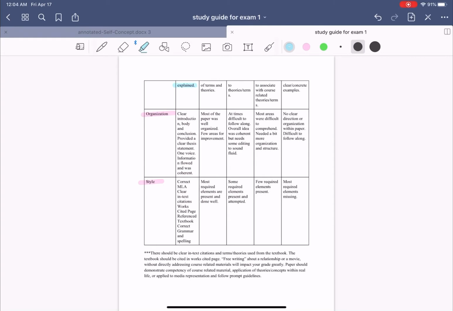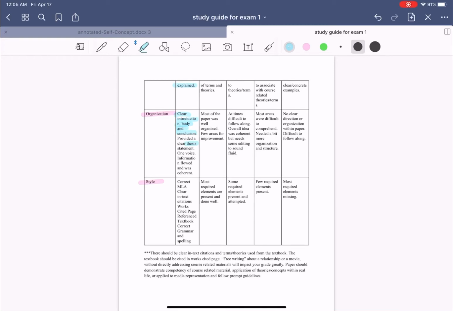And then we have here organization: clear introduction, body, conclusion. You provided a thesis, right? This is within your introduction. You should tell me exactly what you're going to discuss within your essay. It should be as clear as daylight to me which prompt you are doing. I shouldn't be like, wait, what's going on? Like, what are you doing?